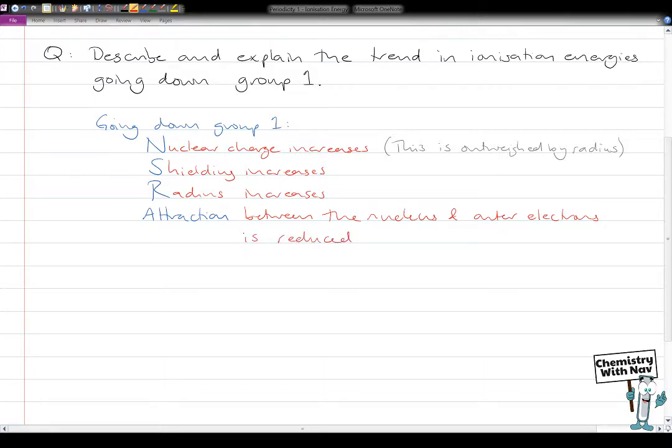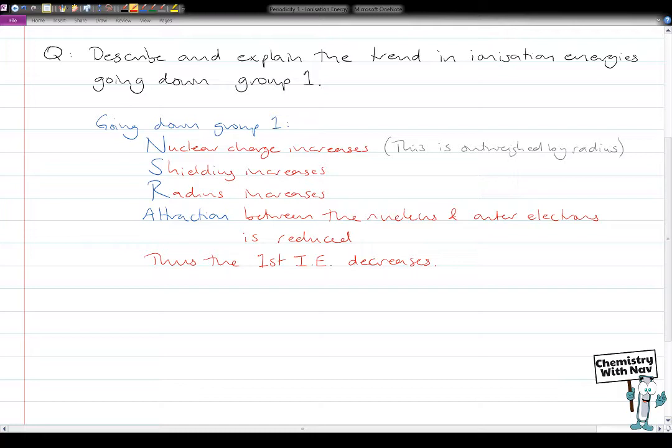So we have NSR and attraction, and now we need to actually answer the question. Thus the first ionization energy decreases. And that falls in line with, quick common sense check, what we expect of group 1. They are becoming more reactive as you go down the group, which means that it must require less energy to remove that outer electron. So there we are.